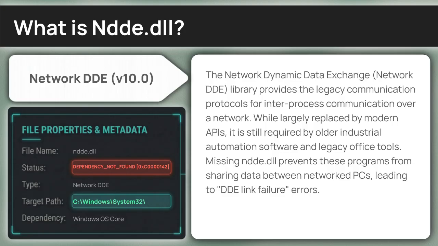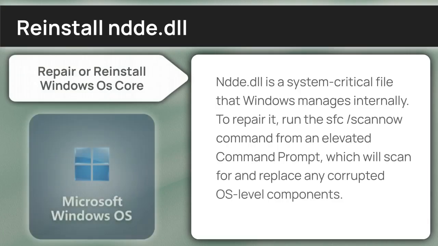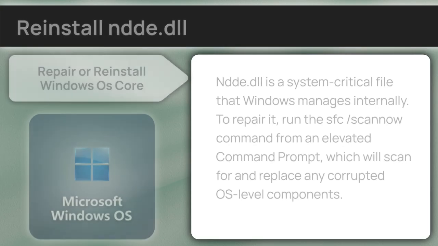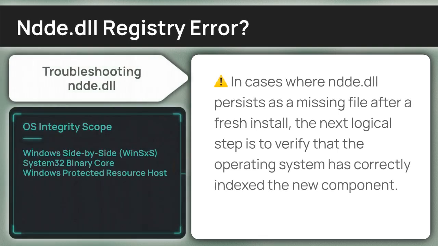With that context in mind, our first logical step is a clean reinstallation. Ndde is a system-critical file that Windows manages internally. To repair it, run the sfc /scannow command from an elevated command prompt, which will scan for and replace any corrupted OS-level components. If you're still stuck after the reinstall, our next priority is to check for any active blocks in the system path.